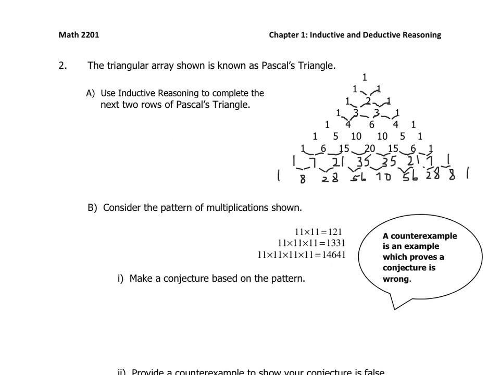So the next example says, consider the pattern of multiplication shown. It has 11 times 11 is 121, which you should notice is the third row of Pascal's triangle. Then 3 11s multiplied by each other give you 1 3 3 1, which is the fourth row of Pascal's triangle, and 11 times 11 times 11 times 11 gives you 1 4 6 4 1, which is the next row of Pascal's triangle.